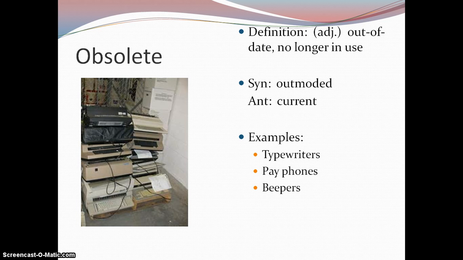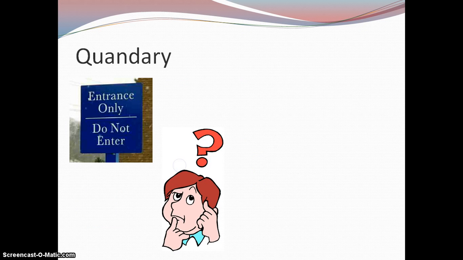Typewriters are obsolete because now we have laptops. Payphones have become mostly obsolete. That's why you don't see payphones around very much anymore, because everyone's got a cell phone. Beepers are obsolete, I guess, unless you're a drug dealer, but for the most part, beepers are obsolete.